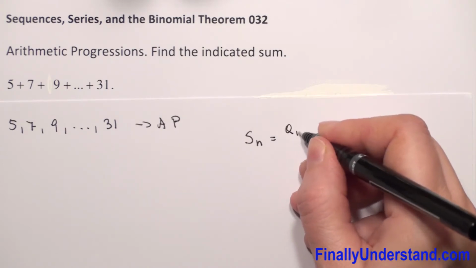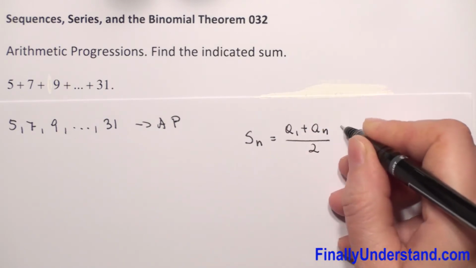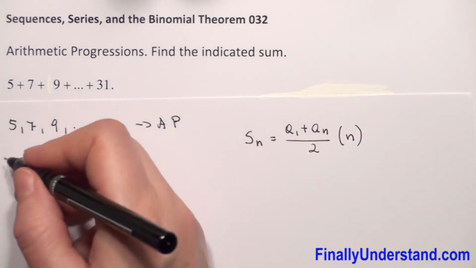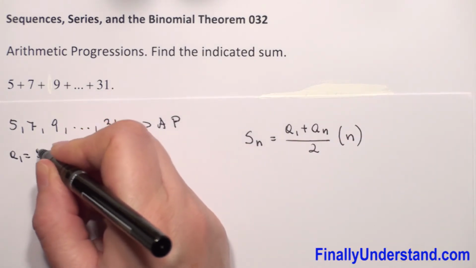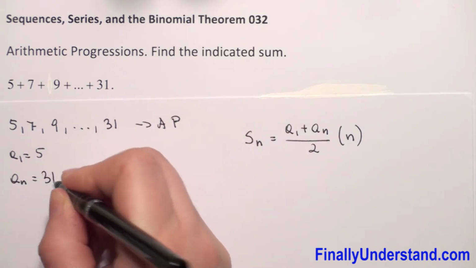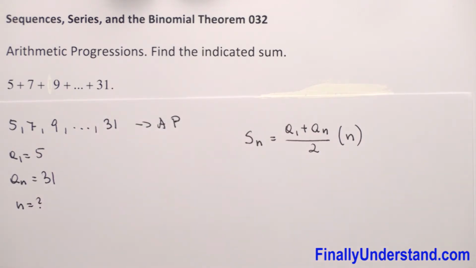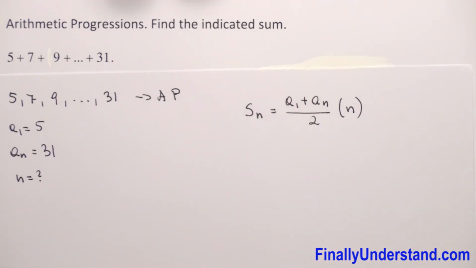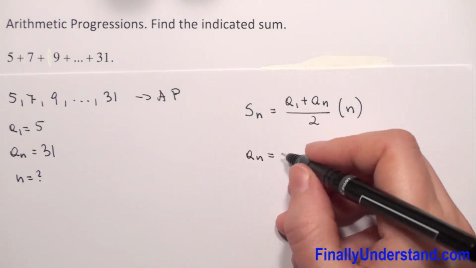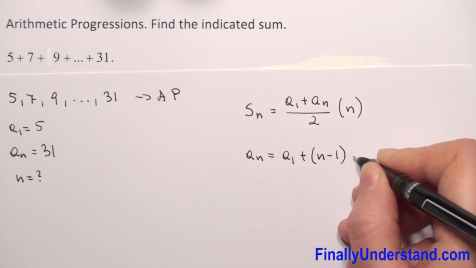The formula is the sum equals a1, the first term, plus the last term, over 2, times the number of terms. We are given the first term a1 is 5 and the last term an we can write is 31, but we don't have the n. How will we find the n? We will use the formula for the nth term of an arithmetic progression. This is a1 plus n minus 1 times d.